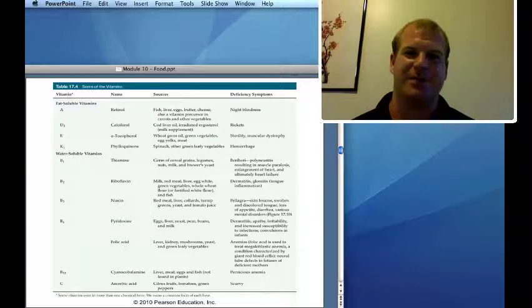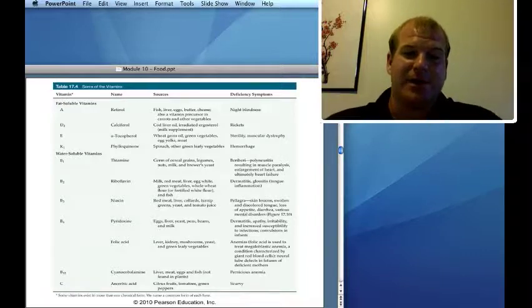If you want to deal with things naturally, spinach and other green leafy vegetables have quite a bit of vitamin K. Generally speaking, fat-soluble means your body stores it. Water-soluble, your body can't store it. Everything that you don't use, you pee right out.